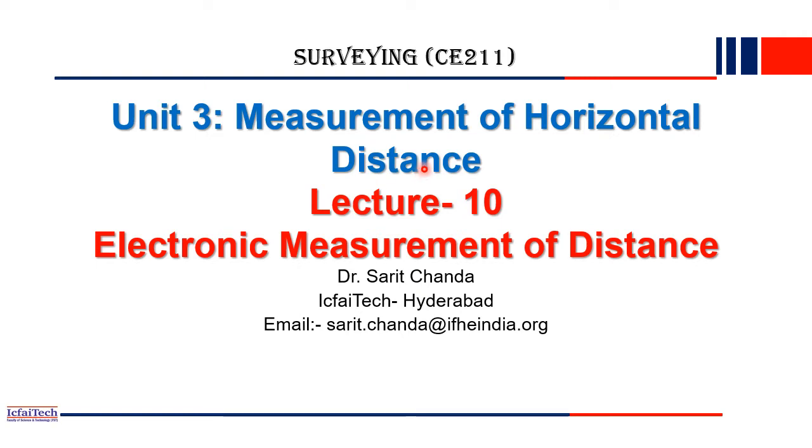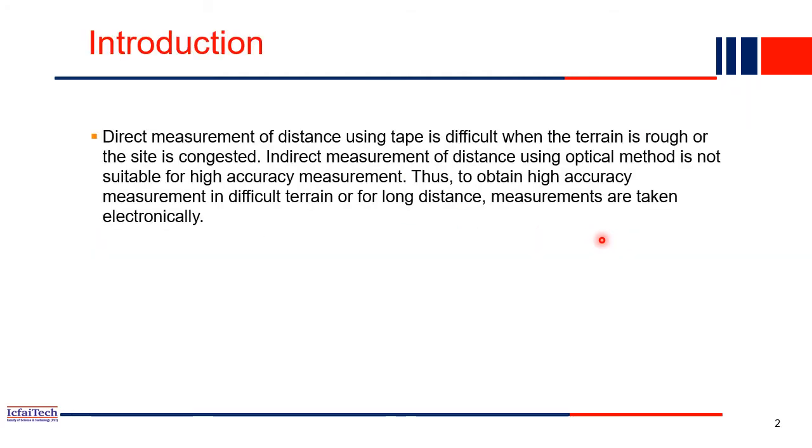So this is lecture number 10, the third lecture in this unit 3. Here we'll be discussing electronic measurement of distance. Now the next question comes: why do we need an electronic measurement system?